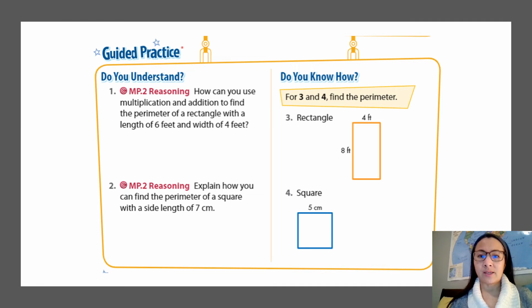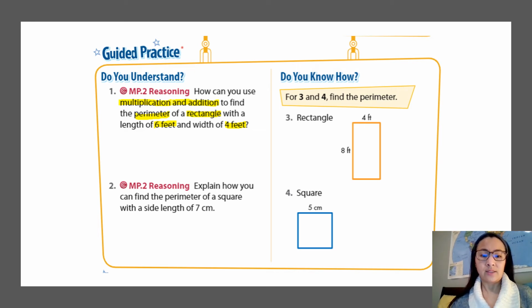I'm going to use the highlighter function on my laptop here. You can use your pencil and circle or underline keywords. So I see multiplication and addition. We're finding the perimeter. Another keyword is rectangle. And then the numbers 6 for 6 feet, I guess I should say, and 4 feet. All right.